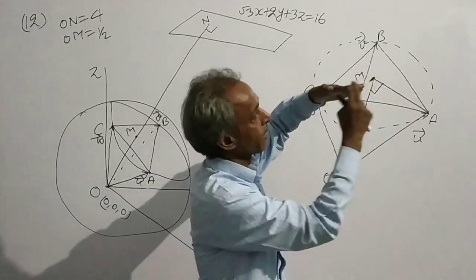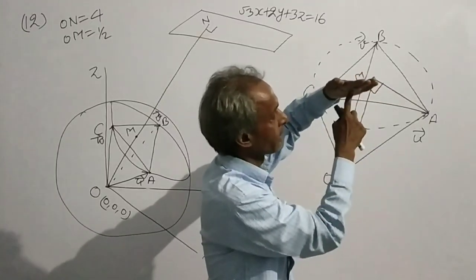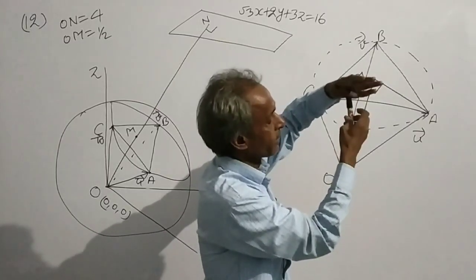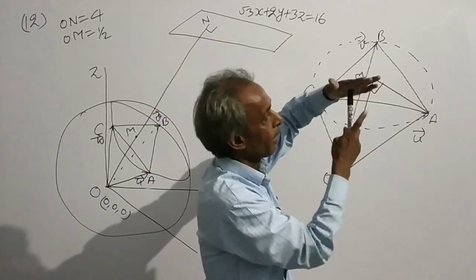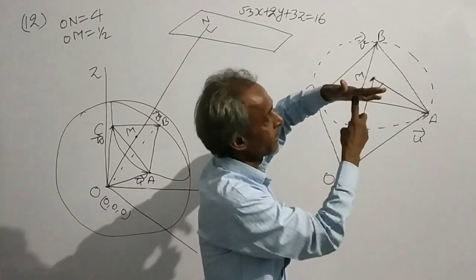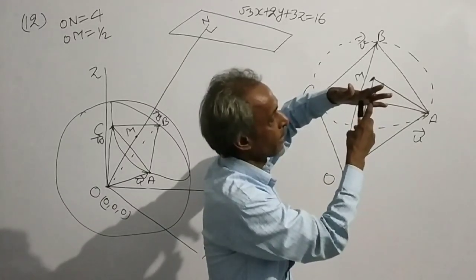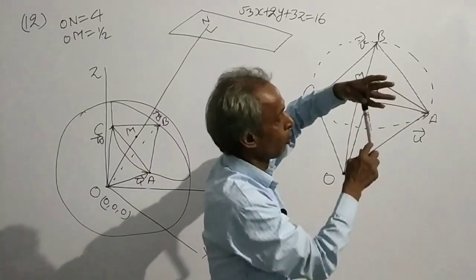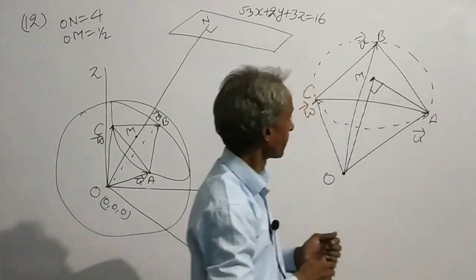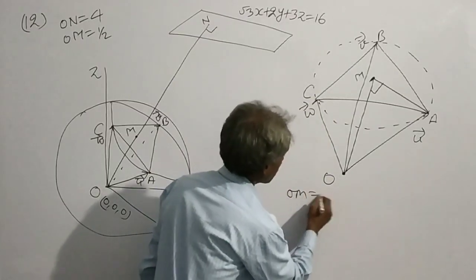Suppose this is a circle. This is the center, this is point M, this is point O, and this is point A. Then MA will be perpendicular to OM. Here will be 90 degrees. OM is 1/2.